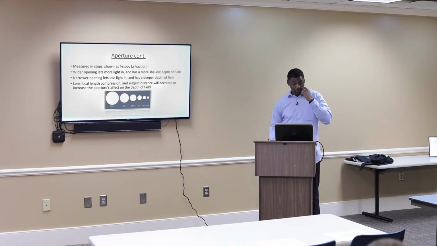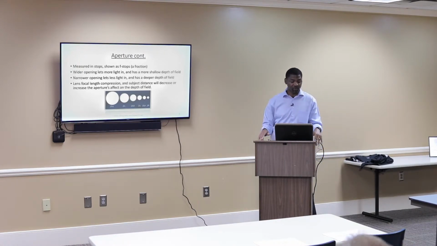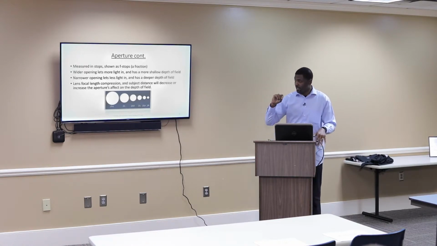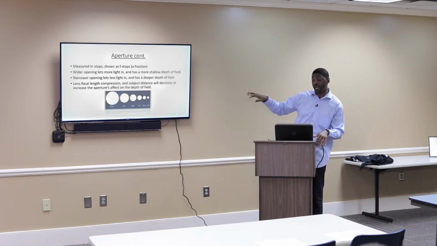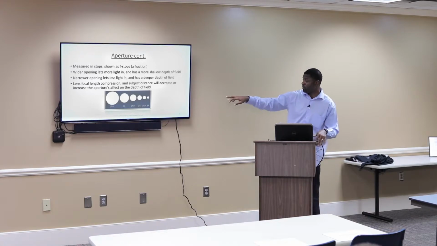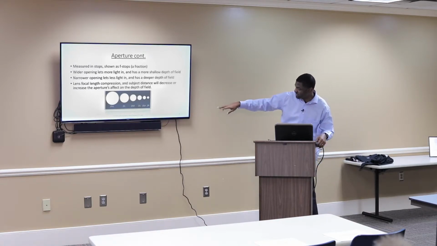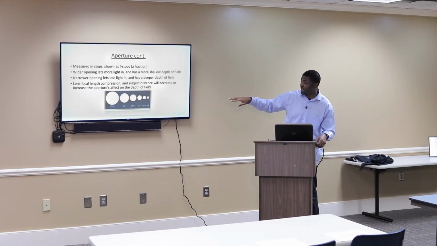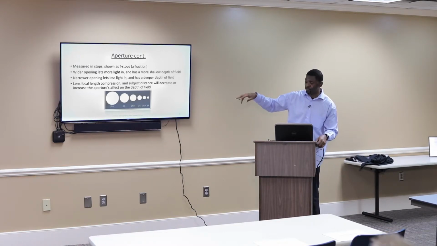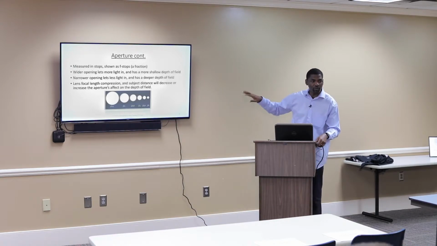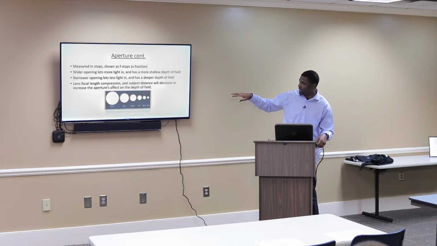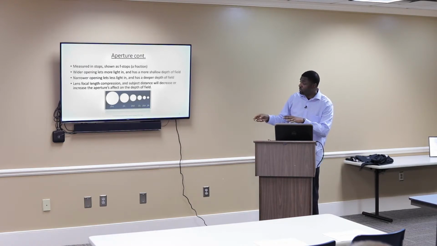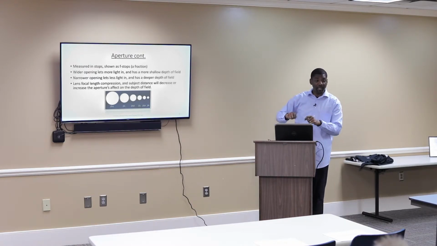Like we said before, it's part of the exposure triangle, and it's measured in stops of light. And it's shown as a fraction. A lot of times you may just see the 4.0 or the 5.6, but it's actually a fraction, which is f2.8, f4, f5.6, and it works just like the shutter speed, just like the ISO, when you double it or cut it in half.